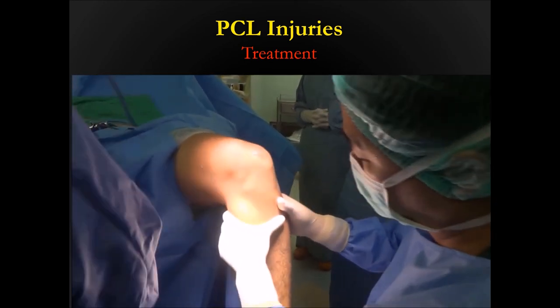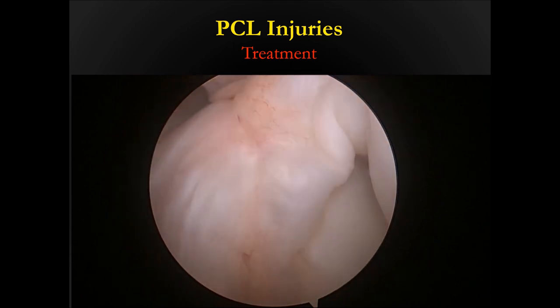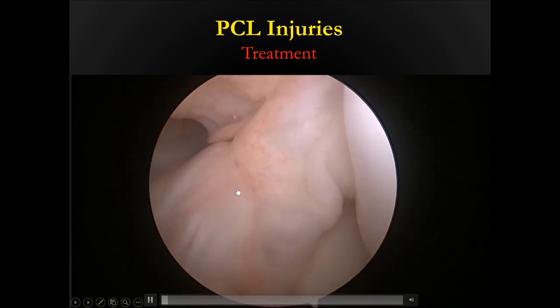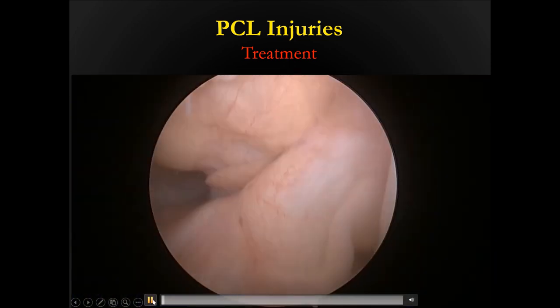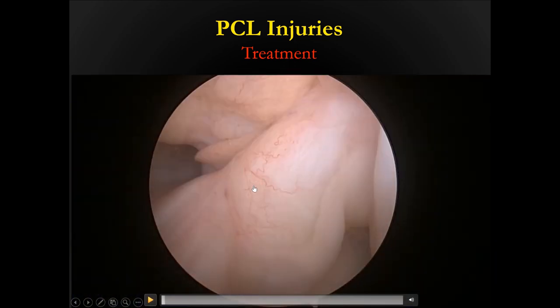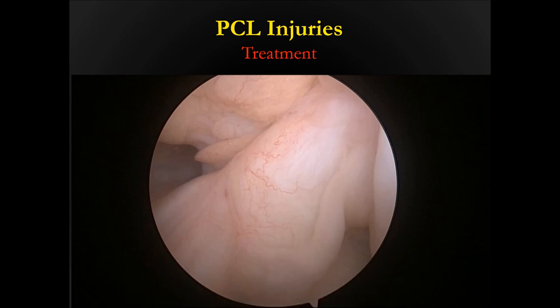Okay, this patient had a PCL injury. So you can see that this is a pseudo laxity. What is pseudo laxity? You look at the ACL. Some people didn't know that this is pseudo laxity. They thought that the ACL is not functioning. So many patients had the wrong operation.